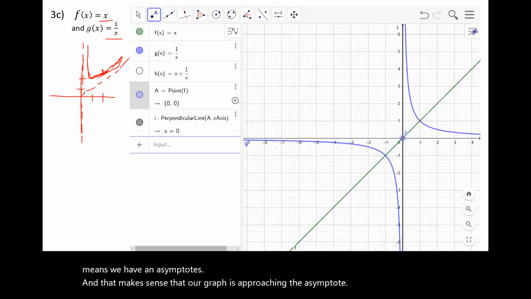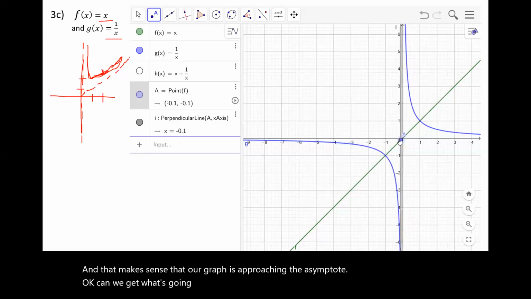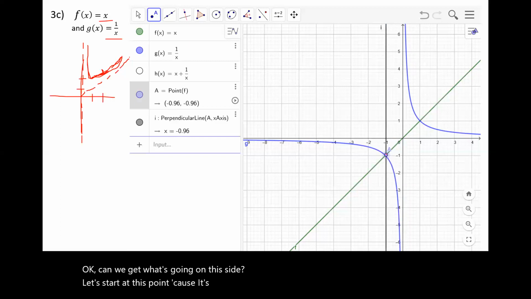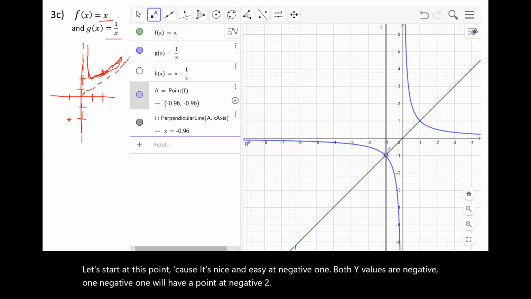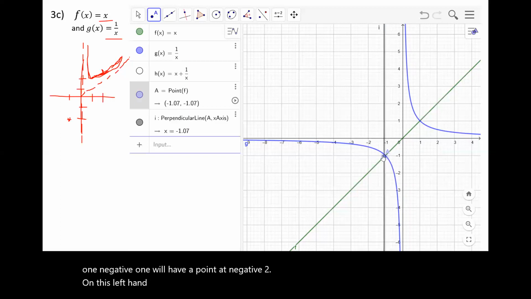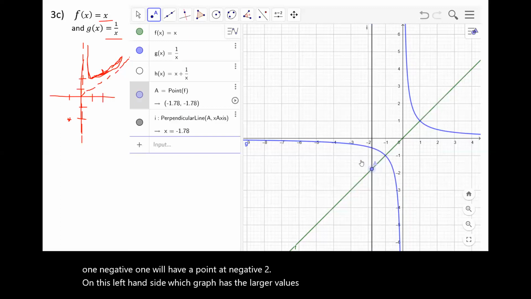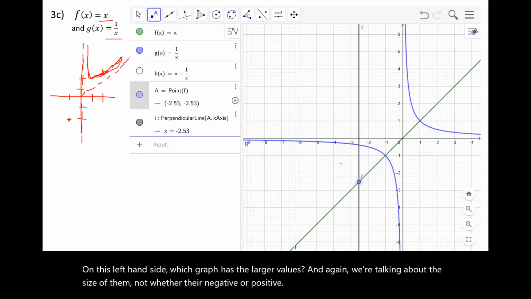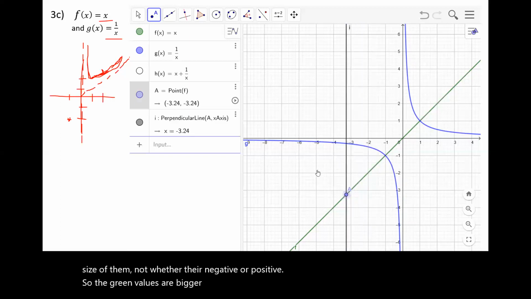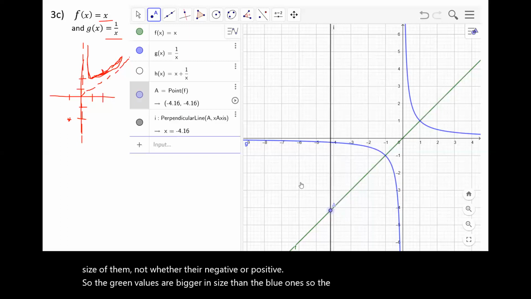Okay, can we get what's going on this side? Let's start at this point because it's nice and easy. At -1, both y values are -1. So at -1, we'll have a point at -2. On this left-hand side, which graph has the larger values? And again, we're talking about the size of them, not whether they're negative or positive. So the green values are bigger in size than the blue ones. So the green graph dominates.